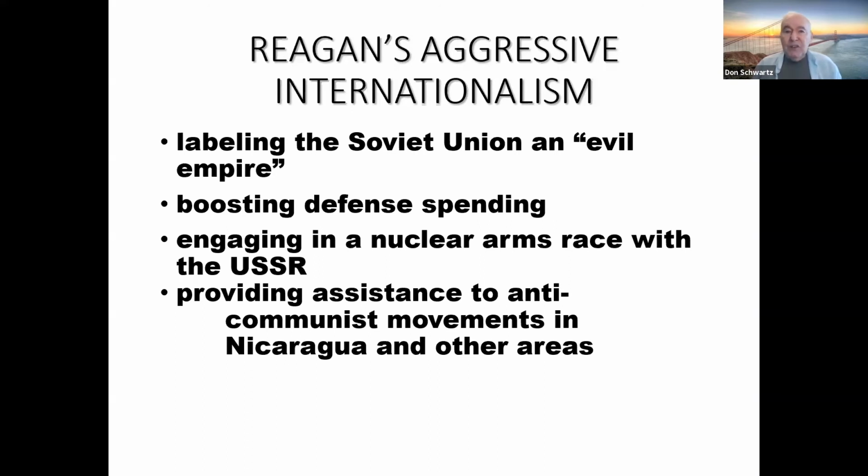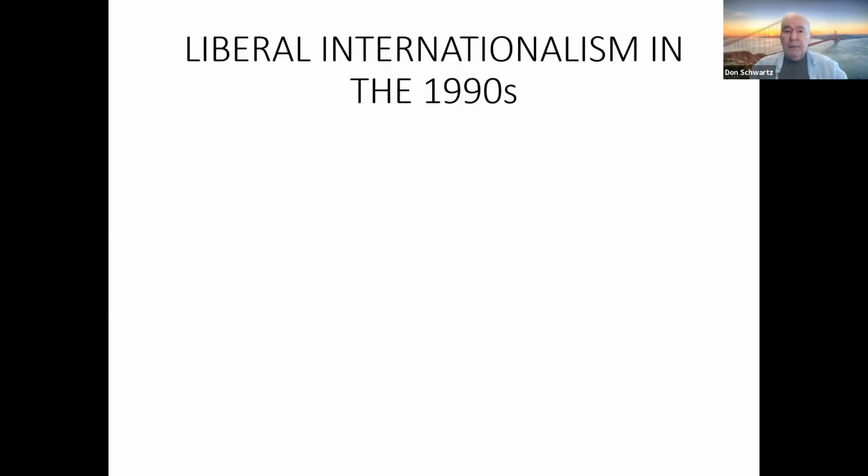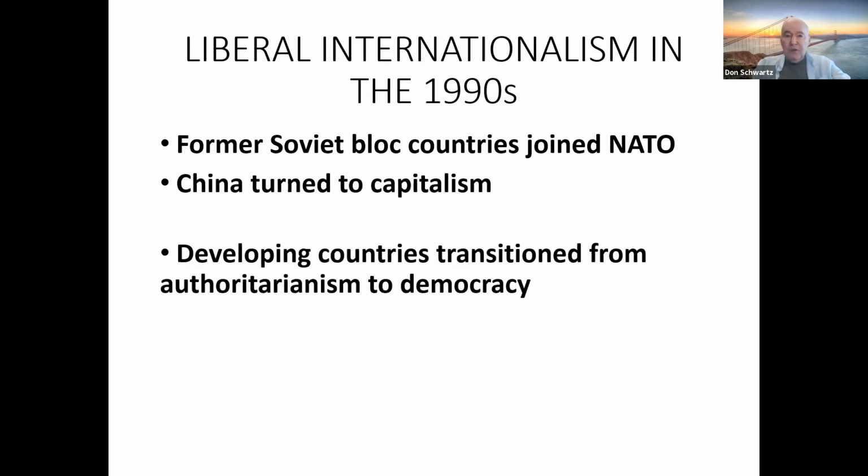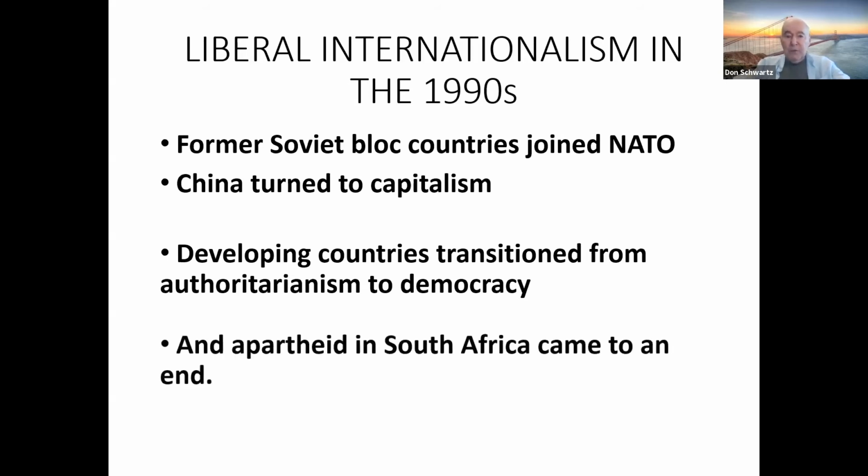And in the 1990s, it seemed as if liberal internationalism had triumphed. Former Soviet bloc countries joined NATO, as well as joining the European Union. In the 1990s, China turned to capitalism, and numerous developing countries transitioned from authoritarian rule to democracy. Apartheid in South Africa came to an end in the 1990s. And so by the dawn of the 21st century, the United States could legitimately claim that it had fashioned a democratic world order.